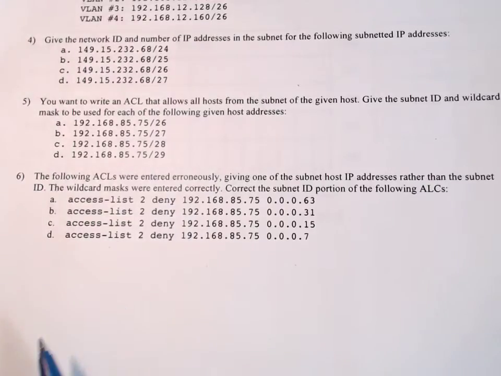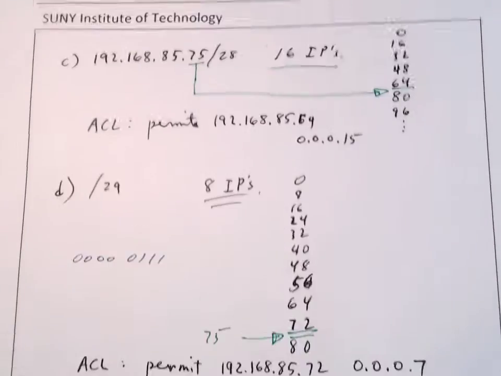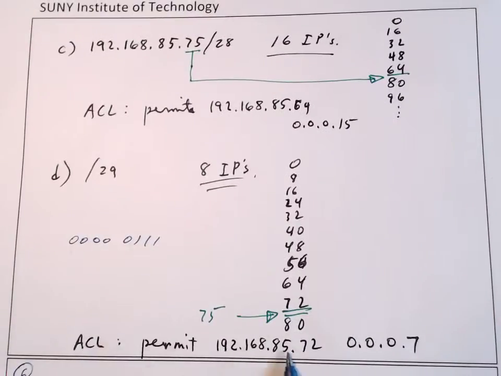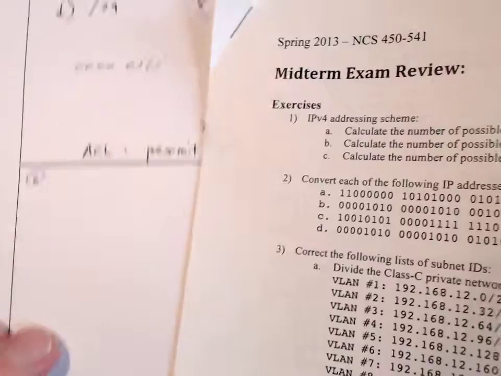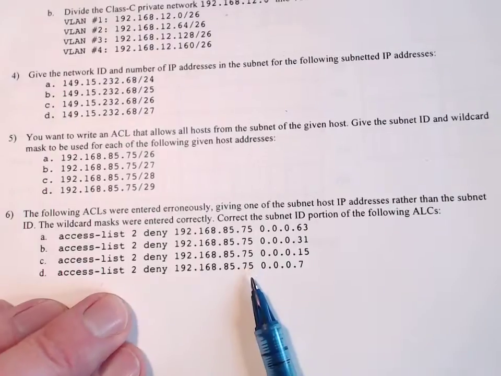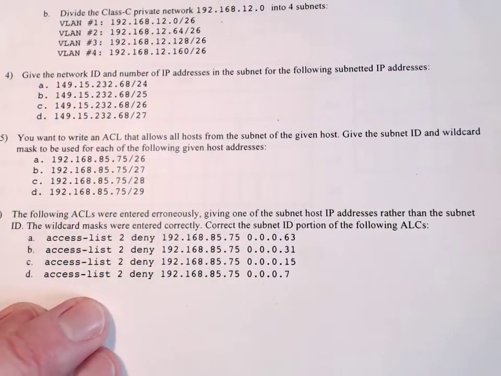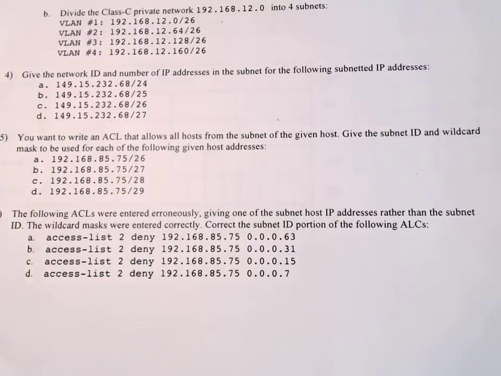Every time we found a subnet ID in problem 5, we can correct this ACL here. Okay, so these ACLs from problem 5 are the same ones as in problem 6. So problem 6 is really already done by doing problem 5.